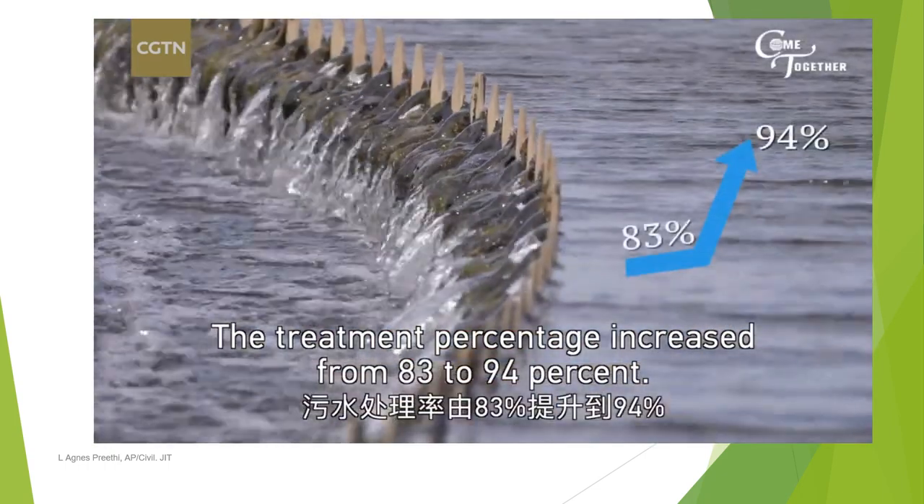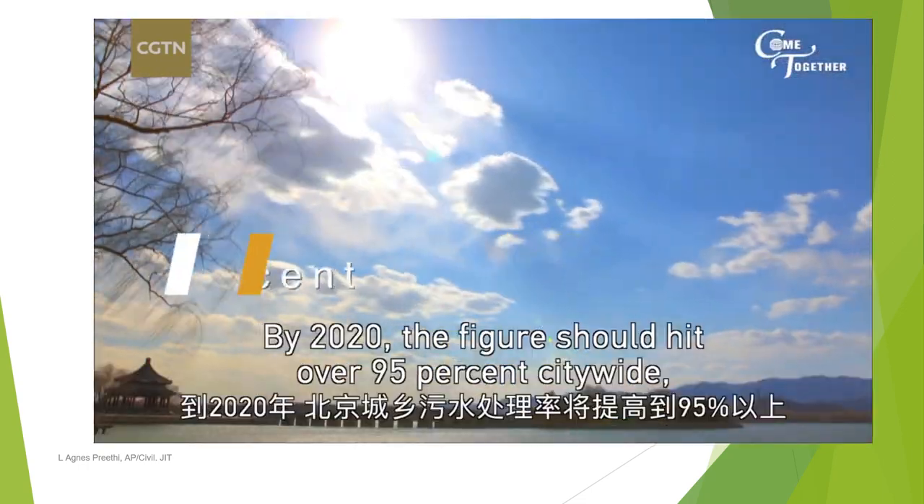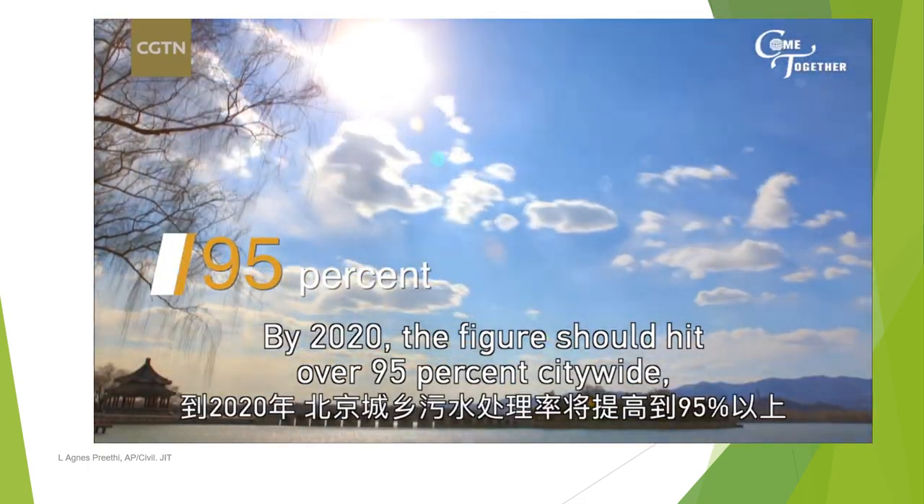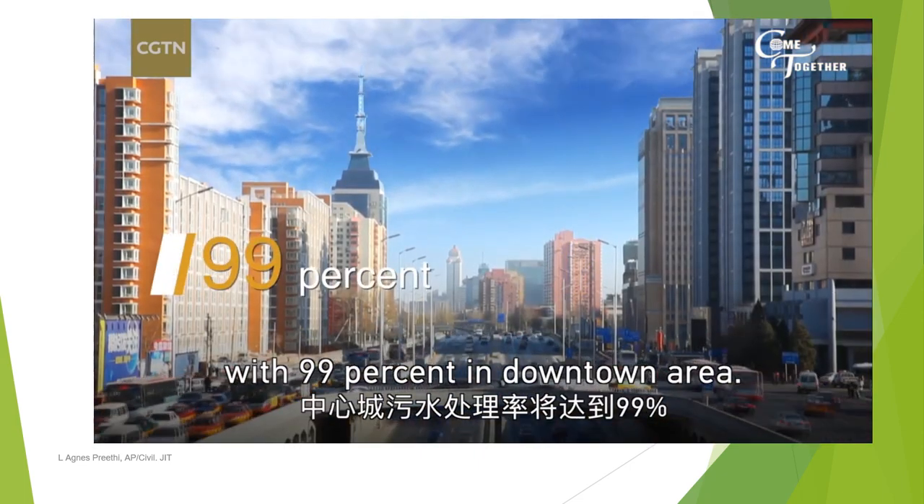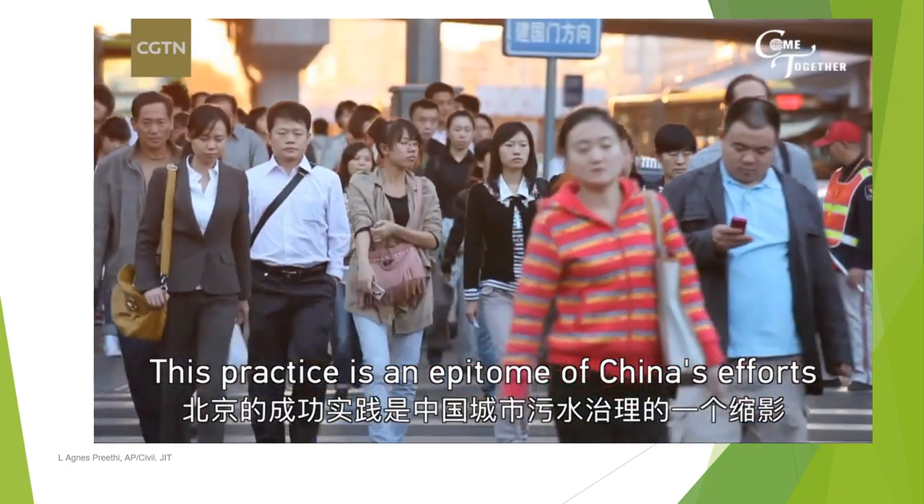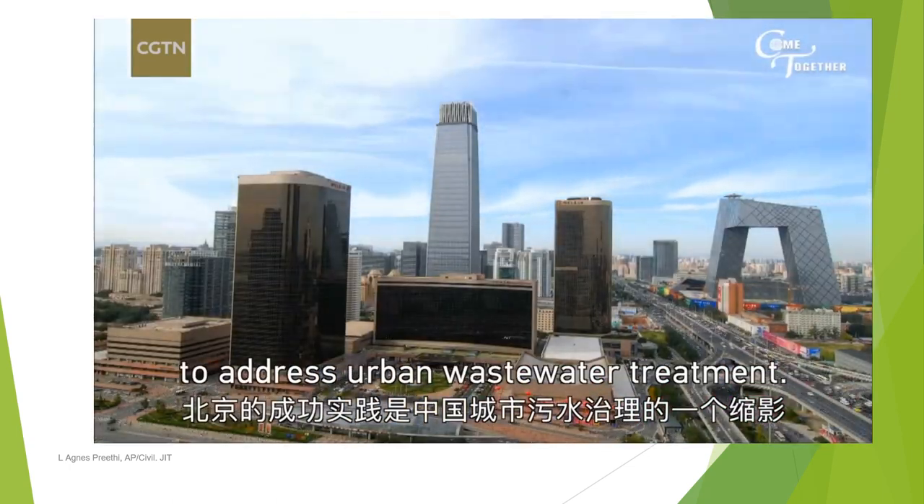Since 2013, Beijing has carried out 2 action plans on wastewater treatment. The treatment percentage increased from 83 to 94%. By 2020, the figure should hit over 95% citywide, with 99% in downtown area. This practice is an epitome of China's efforts to address urban wastewater treatment.